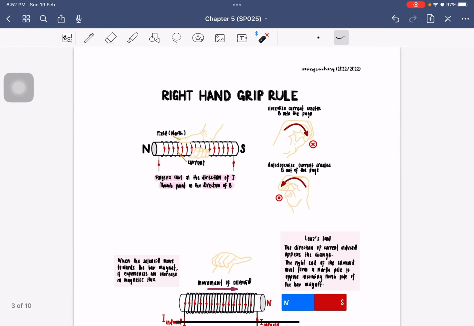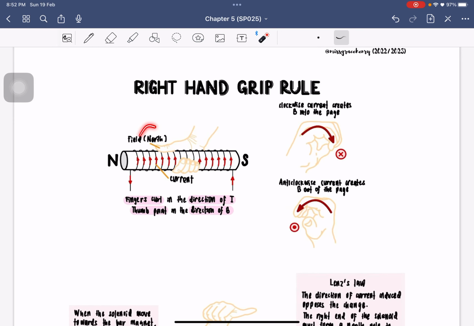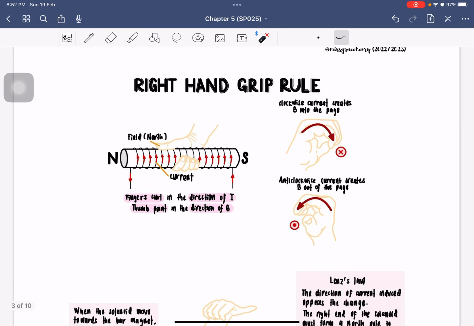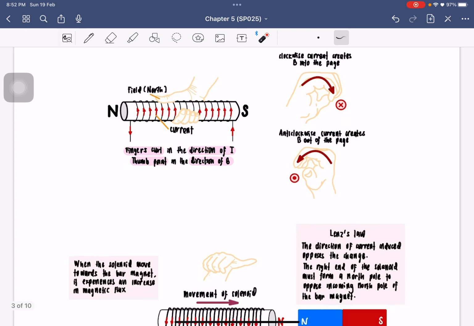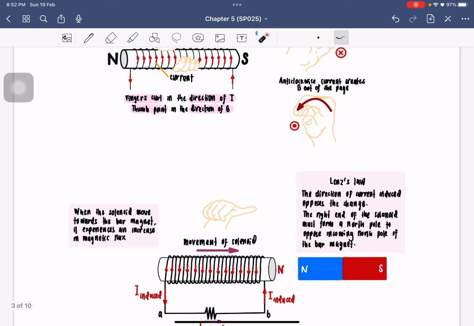Alright, so how do you determine the direction of the induced current ni adalah kamu akan guna right hand grip rule. Okay, so your thumb here will be telling us the field, which is the north, and then the fingers will curl in the direction of current. Okay, so basically thumb points in the direction of magnetic field lines lah. So if you have a clockwise current, it will create a magnetic field that is going into the page, and an anti-clockwise current creates a magnetic field out of the page.